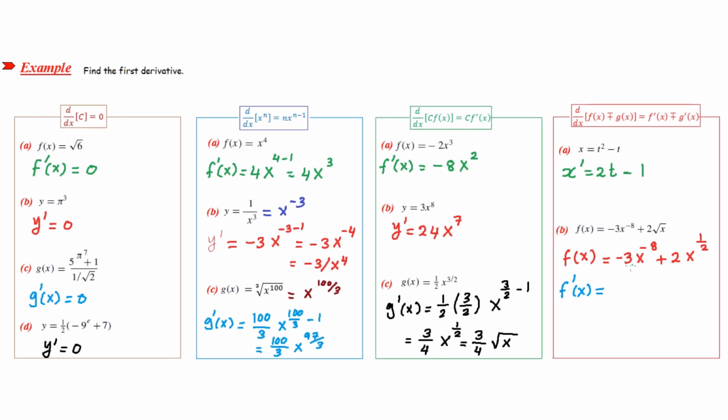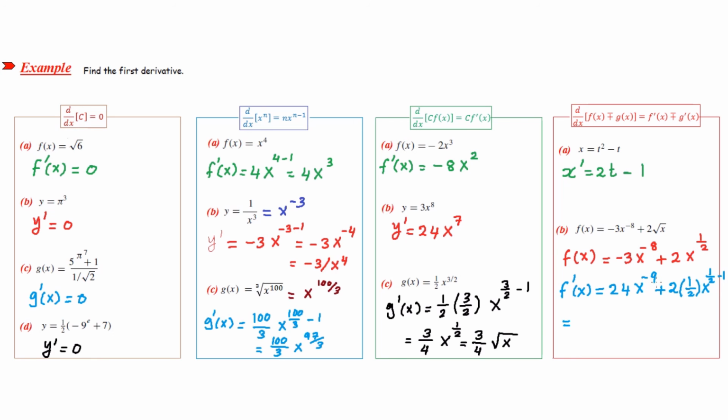for the first function, negative 3x to the power negative 8, you have to multiply the power with the coefficient. So negative 3 times negative 8 equals 24x to the power negative 8 minus 1, which is negative 9. Then plus 2 multiplied by the power 1 over 2, x to the power 1 over 2 minus 1. And this is equal to x to the power negative 9.